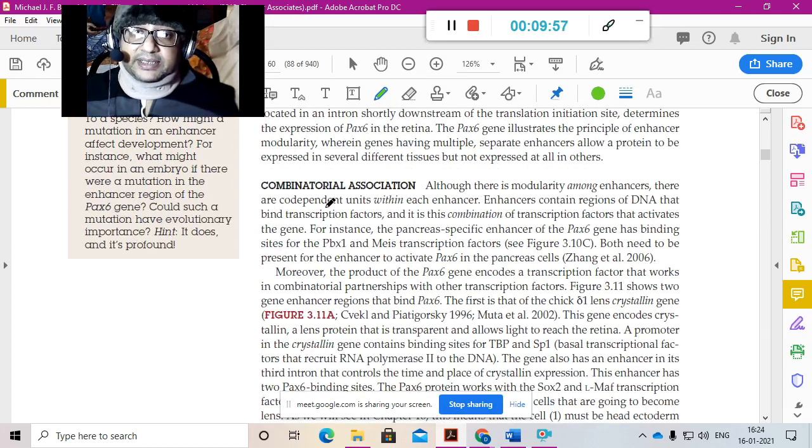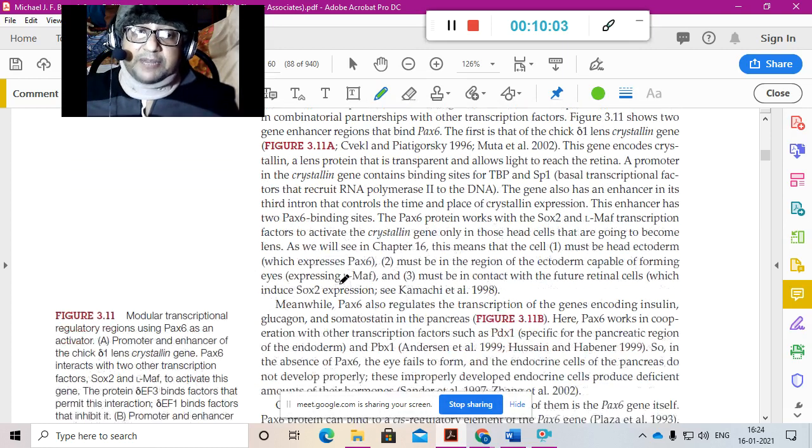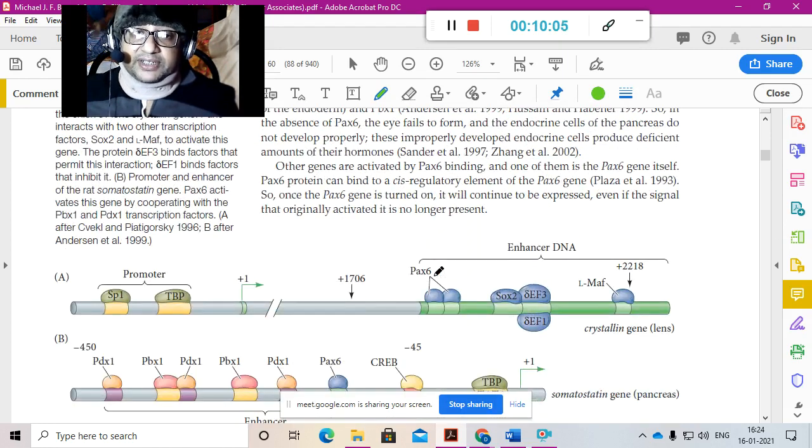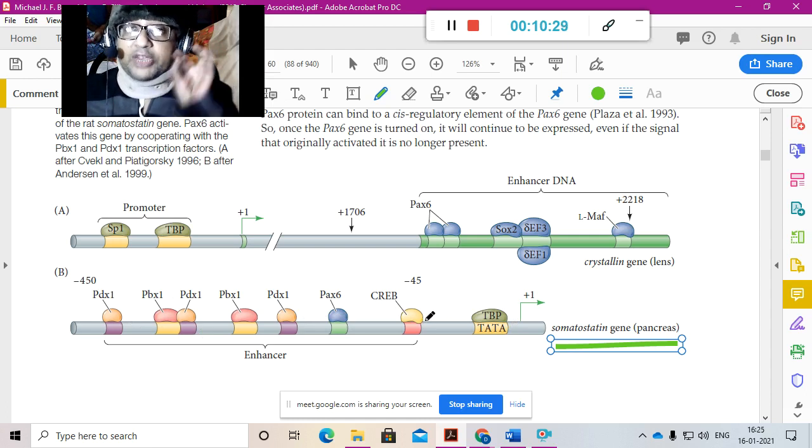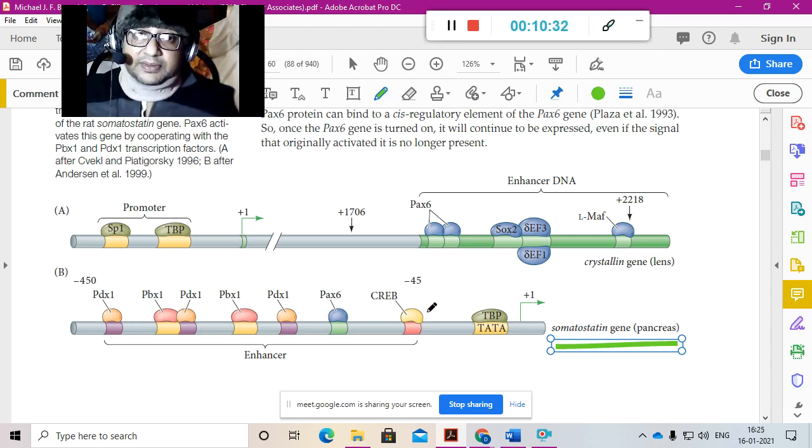Then another thing is combinatorial association. Many people call it a synergistic effect. Expression of a gene is a result of, for example, the somatostatin gene in the pancreas. You have PDX1, PBX1, PAX6, CREB, all these together along with TBP, all of them together enhance the transcription.